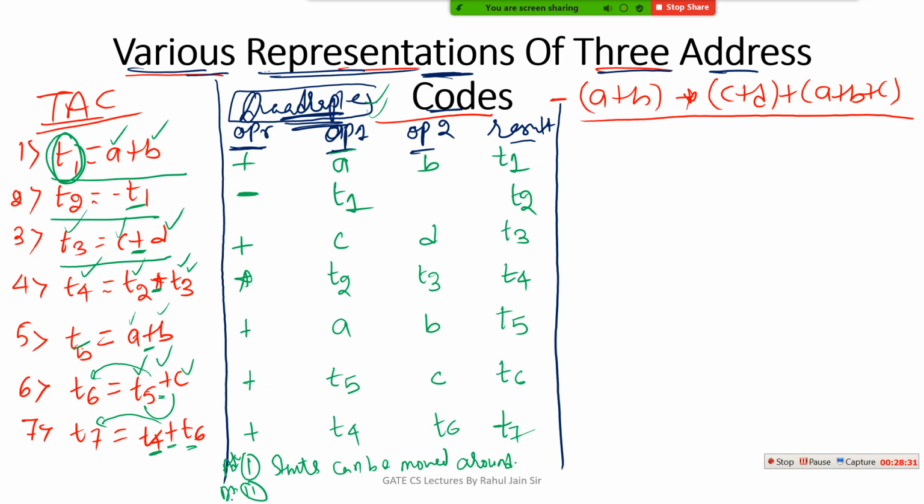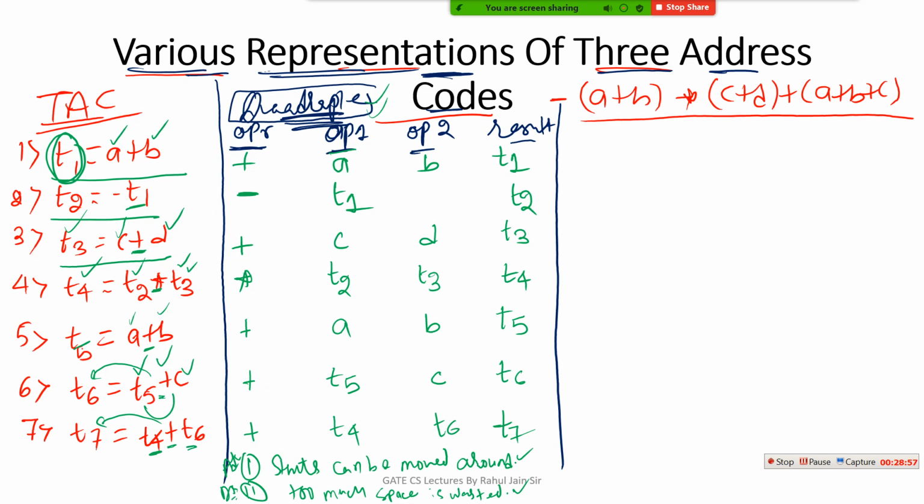But the disadvantage of quadruple form is that too much space is wasted. It is the disadvantage of quadruple form. The advantage is that statements can be moved around, but the disadvantage is that too much space is wasted.